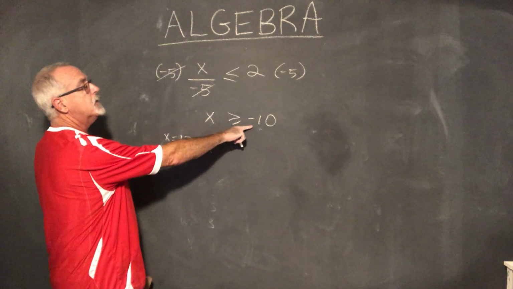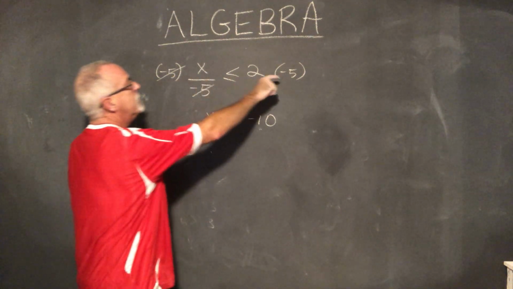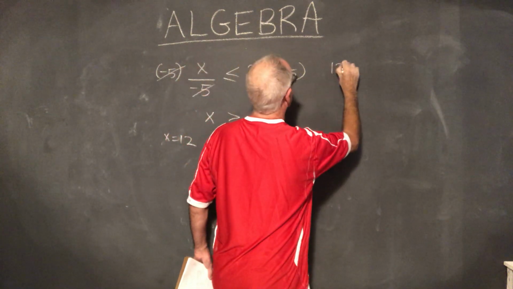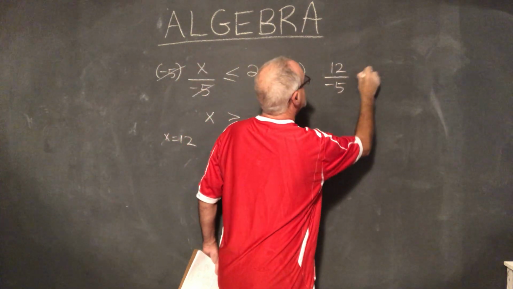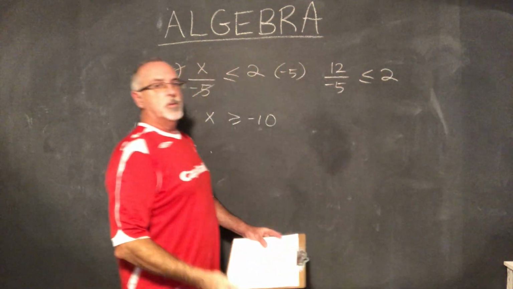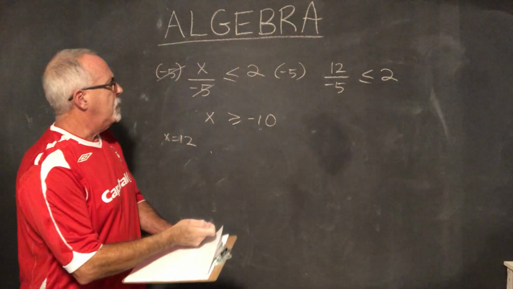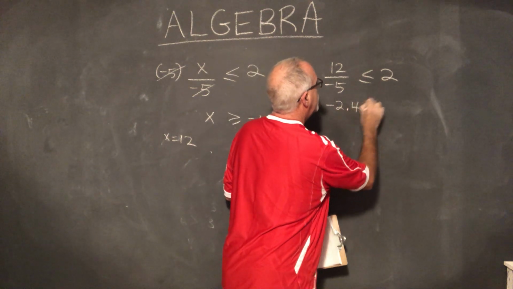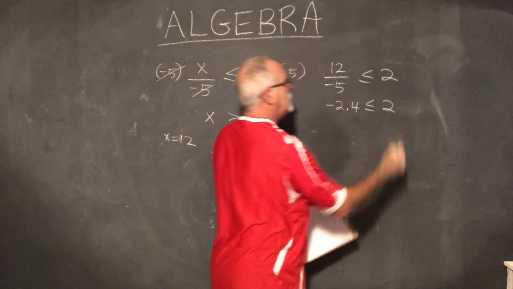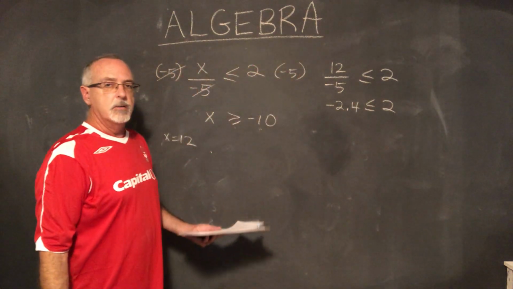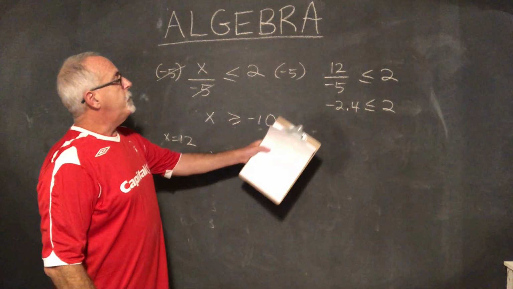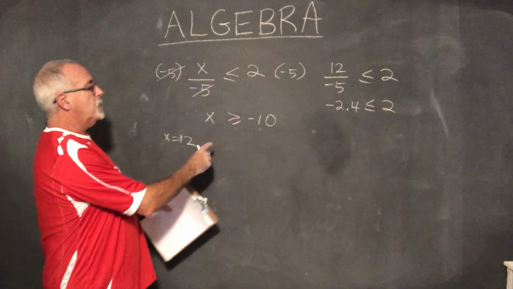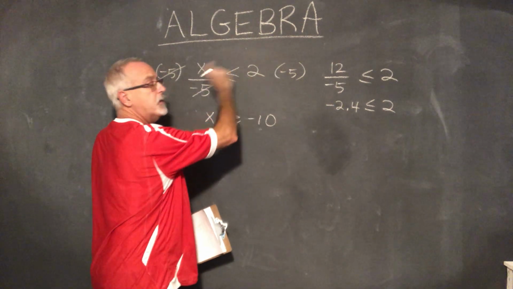12 is greater than or equal to negative 10, but I want to plug the 12 into the original problem. So 12 over negative 5, less than or equal to 2. It is working. I was doing it right all along. 12 divided by negative 5 is negative 2.4. Is that less than or equal to 2? Yes, it is. All negative numbers are less than or equal to positive 2. So therefore, it's verifying. It works when I plug the 12 into the original thing.